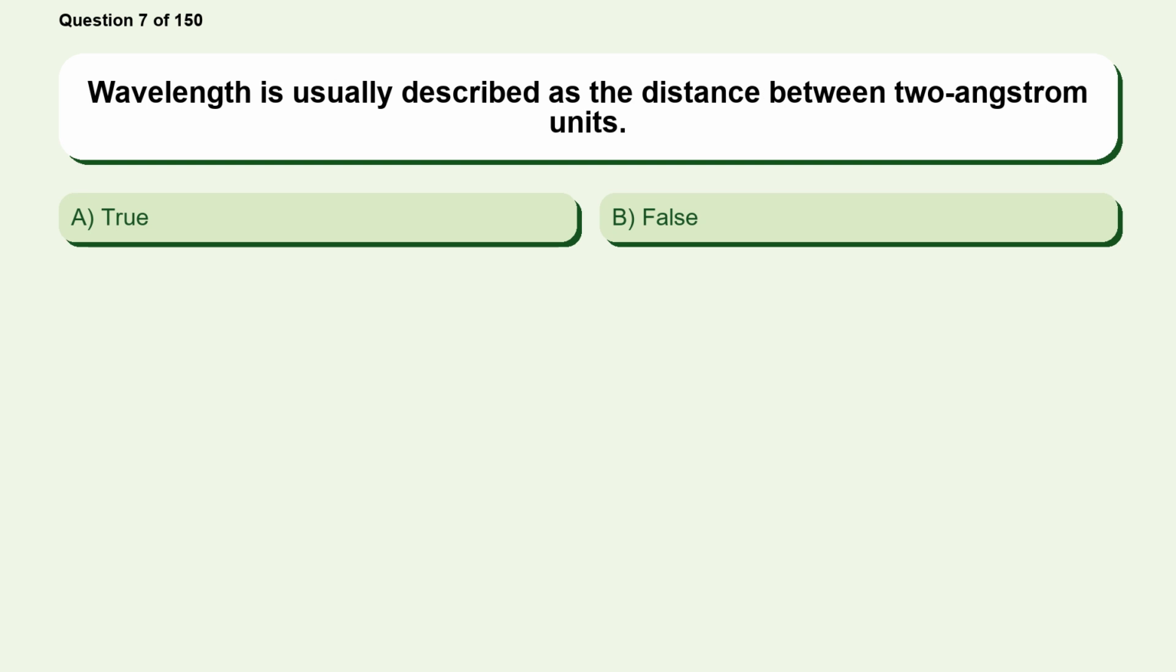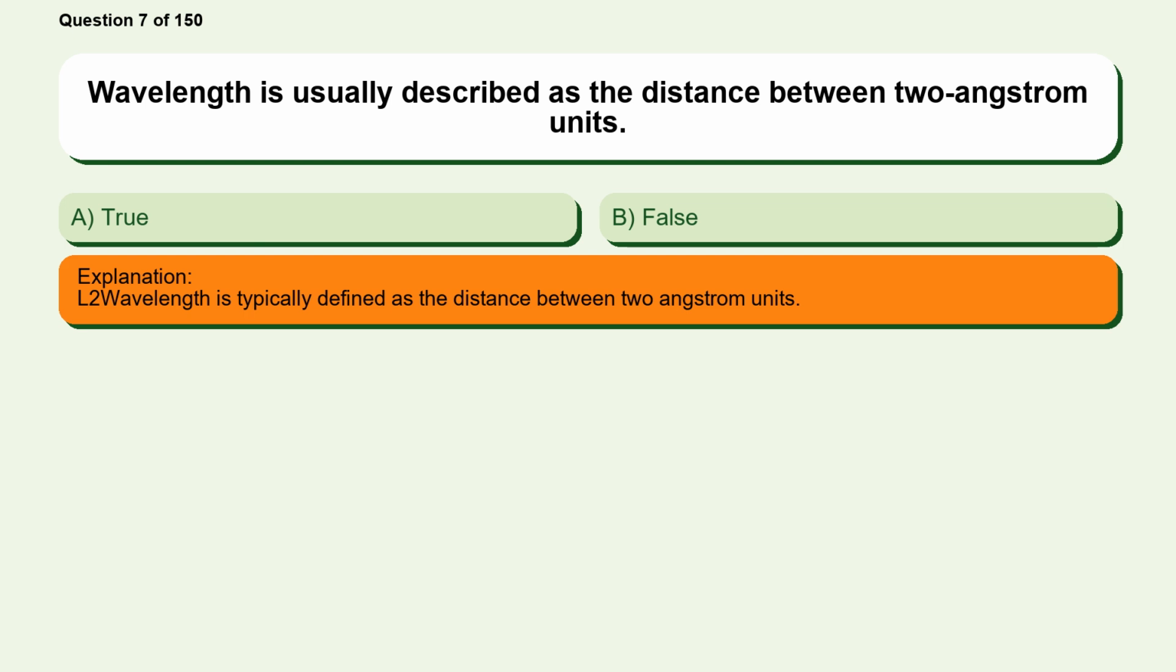Question 7. Wavelength is usually described as the distance between two angstrom units. Option A, true. Option B, false. The correct answer is option false. Wavelength is typically defined as the distance between two crests.